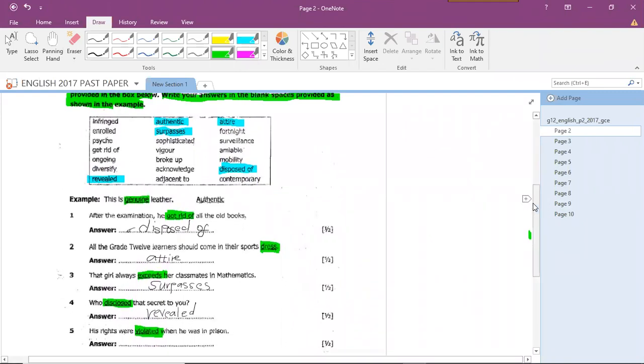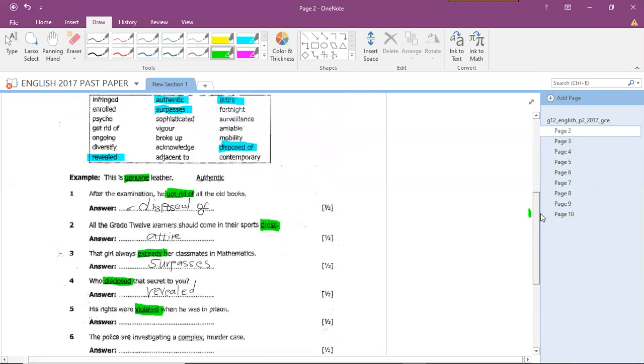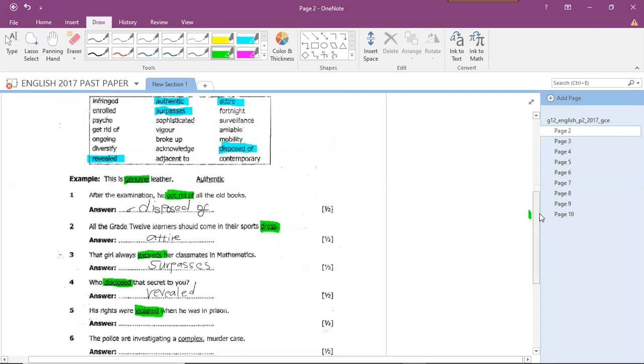The words that we have left are infringed, enrolled, psych, get rid of, ongoing, diversity, sophisticated, vigor, broke up, acknowledge, adjacent to, fortnight, surveillance, amiable, mobility, and contemporary. Any guess? Any try? Anything?